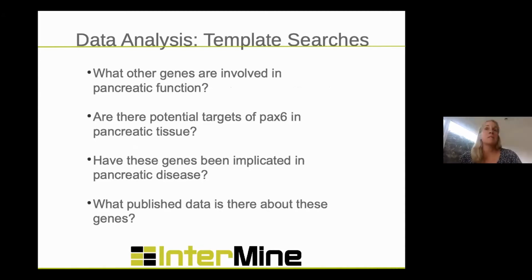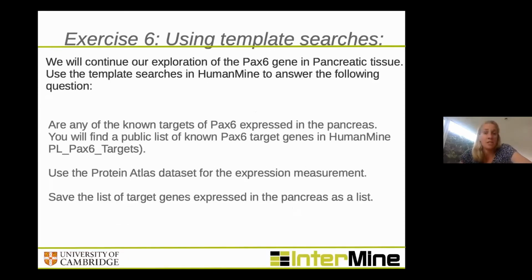We know that Pax6 is involved in brain development, but we also saw from that Protein Atlas data that Pax6 was highly expressed in the pancreas. Now this may have come as a surprise to us. We may not be experts on the Pax6 gene, so we may want to use the template searches to find out more information about this role of Pax6 in the pancreas. We can use the template searches to ask questions like what other genes are involved in pancreatic function, or are there potential targets of Pax6 in the pancreatic tissue?